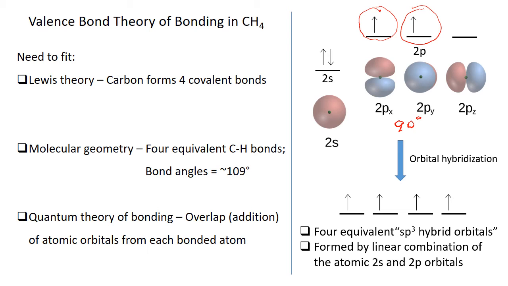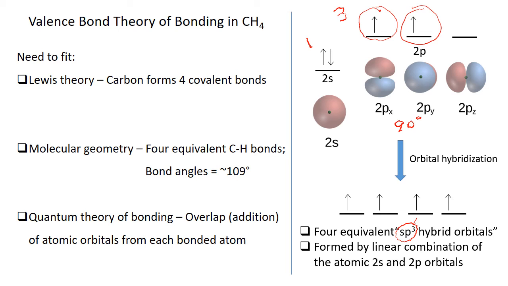We've defined what hybrid means, combinations. I have 4 equivalent orbitals. I call them sp3. The reason I do that is because each one of these orbitals is going to consist of 3 parts of p wave functions and 1 part of s. So what I mean by sp3 is that each of my hybrid orbitals is going to be 1 part s and 3 parts p. And I form these by linear combinations of these atomic orbitals.